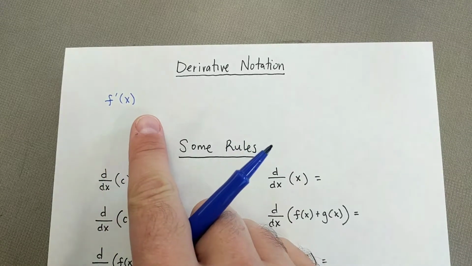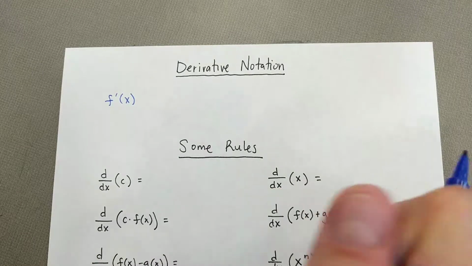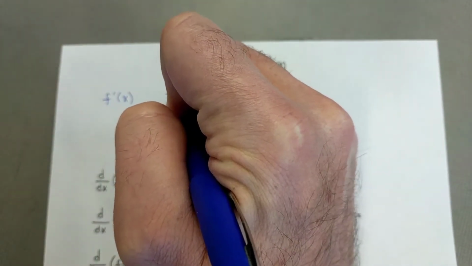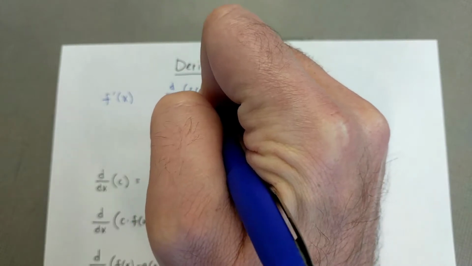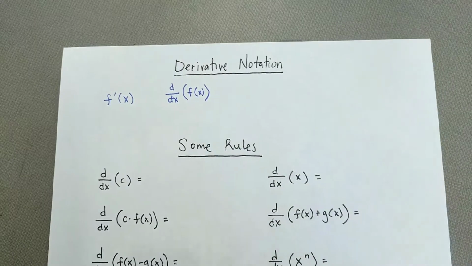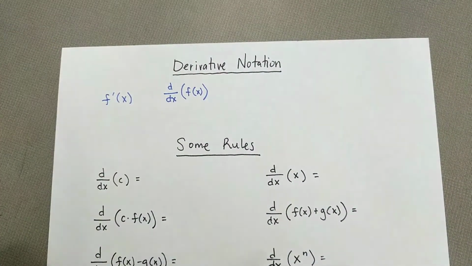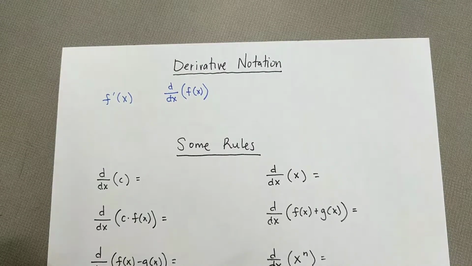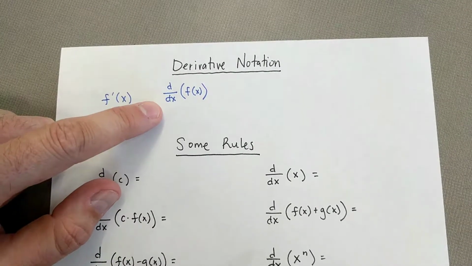But some of the first people to do derivatives used different things. So for instance, Leibniz liked using this notation here, d over dx of f of x. So that means the derivative.